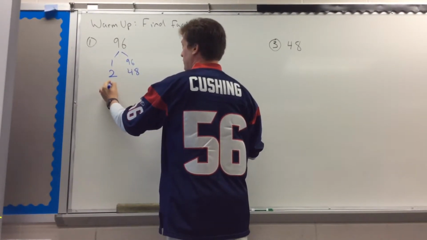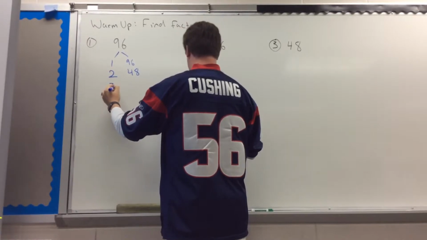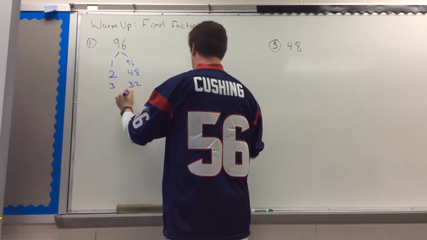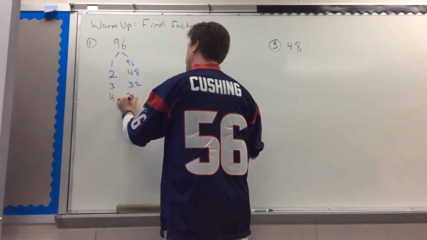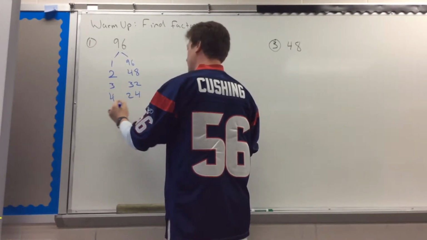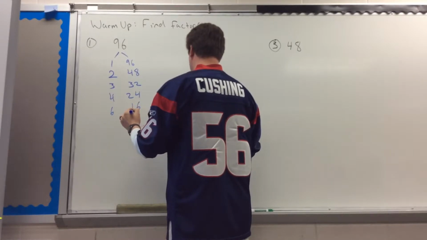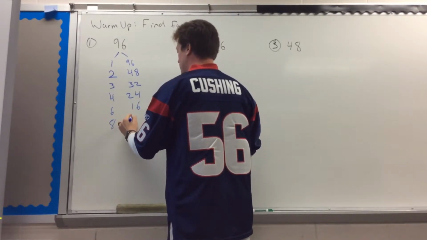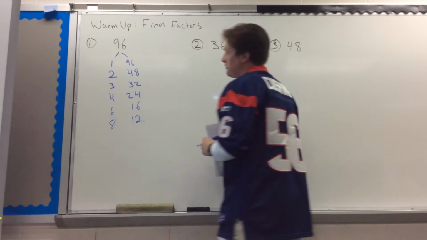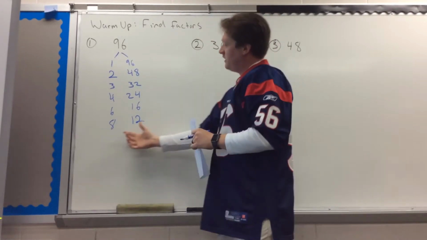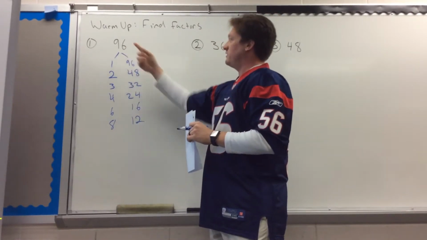Does 3 work? Yep, 96 divided by 3 will give me 32. 4 will give me 24. 6 will give me 16. 7 doesn't work. 8 and 12, and then it starts to repeat itself. So that's what we're looking for, is all the factors that come up, all the two numbers that multiply together to give me this number right here.